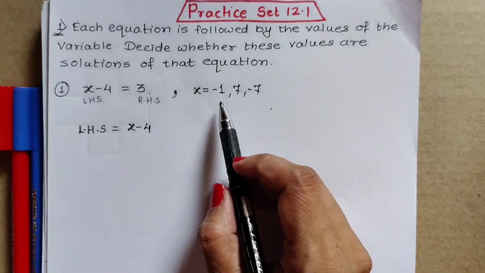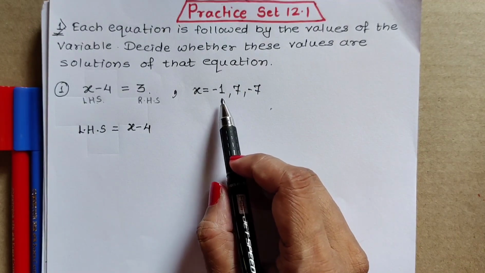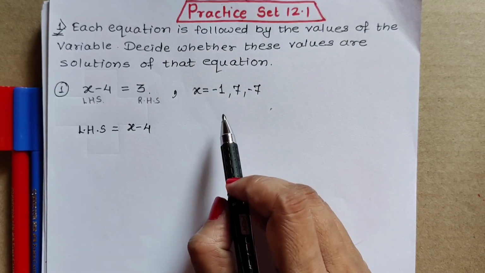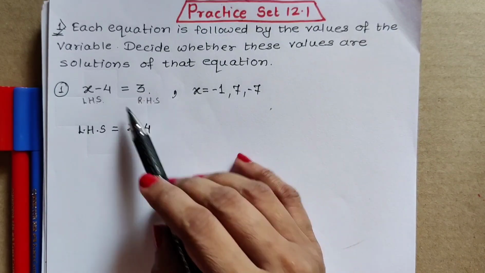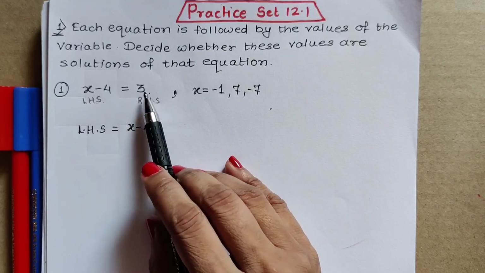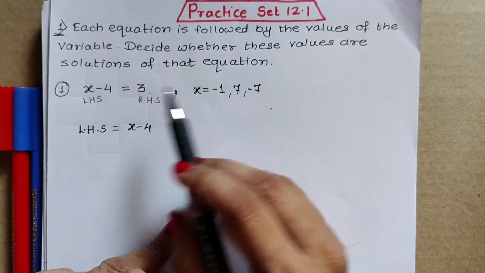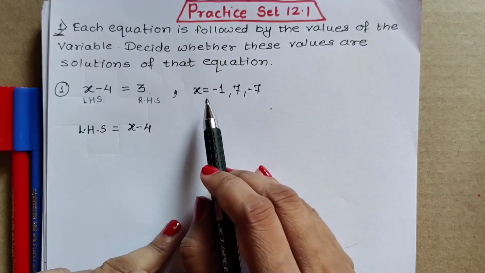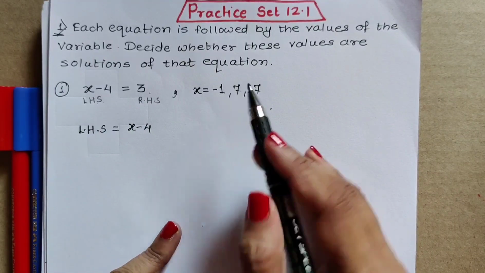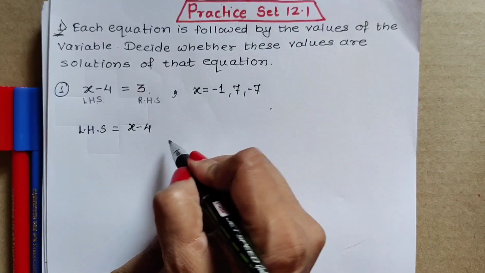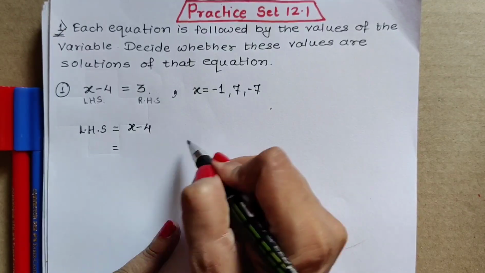Now what we have to do, we have to substitute these values of x one by one, and find out whether the answer is equal to the right hand side or not, because these two sides are always equal in an equation. Equation means equal, we all know that. So let us put the values one by one. First we will write x is equal to minus 1. I am going to write it for the second step here.